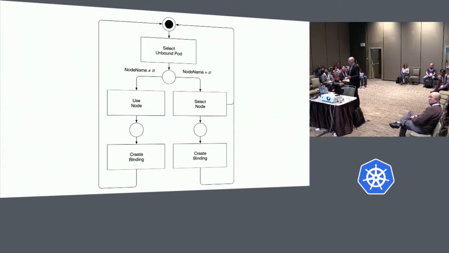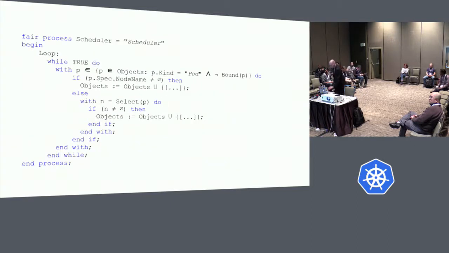So conceptually, the Kubernetes scheduler loops over unbound pods, and in the case of pre-assignments, creates a binding to the pre-assigned node, or in the other case, selects a node, if it can find one, and binds the pod to that node. So this is a specification of the control loop of the scheduler in TLA+, temporal logic of actions. The control loop of the scheduler is actually fairly straightforward.